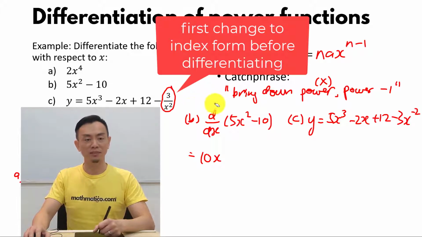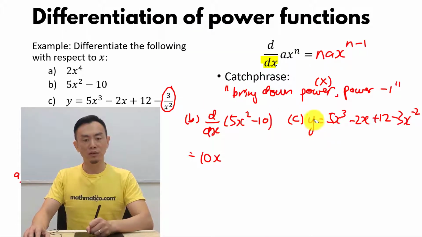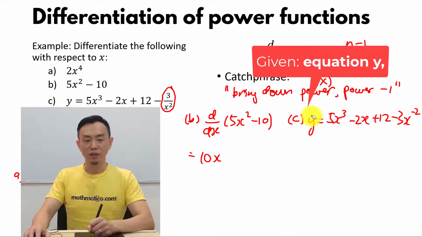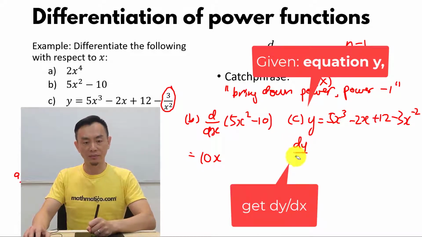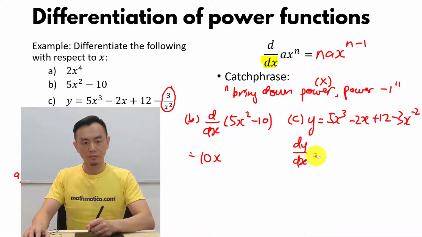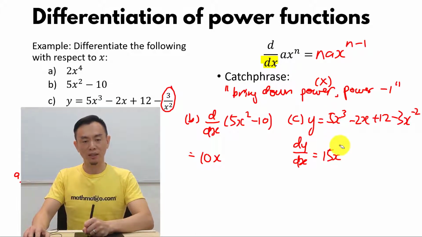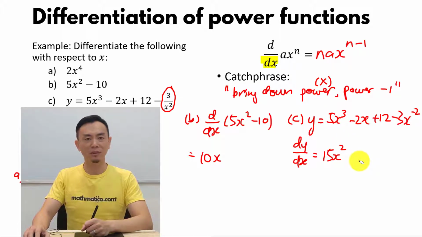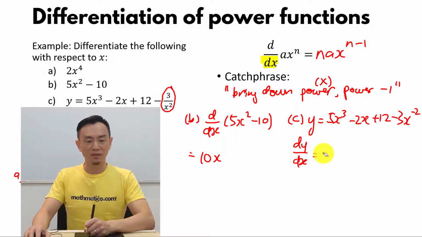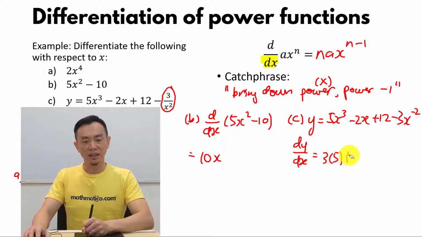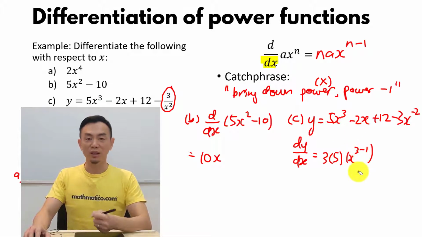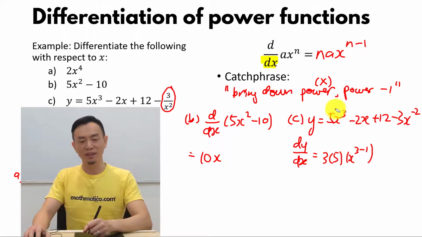using laws of indices. So now if you differentiate y, this is important, this is dy dx. So power 3 times 5 is 15. x cubed minus 1 is x squared. Okay, if you don't feel comfortable doing that immediately, you can still write proper working, 3 times 5 and then x to the power of 3 minus 1. You can write that, not a problem, okay? But eventually you're going to have to wean out of it, okay?